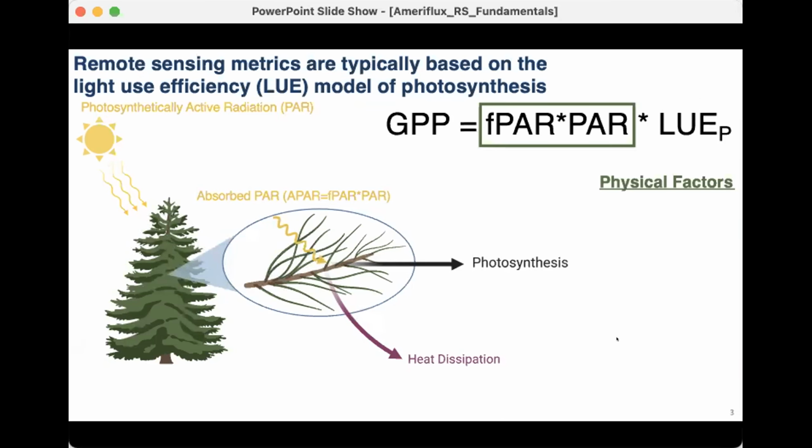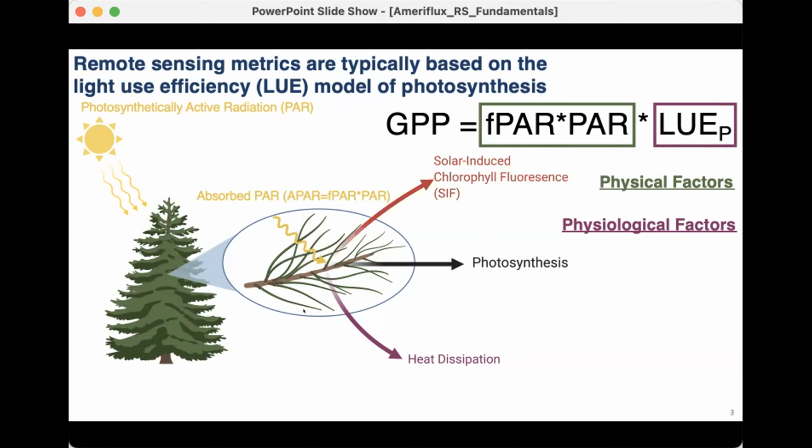The final pathway. So then remote sensing metrics will typically be sensitive to either the physical factors, so the amount of light that's absorbed by chlorophyll, this FPAR term, or physiological factors, evaluating how much light is being sent down this heat dissipation pathway and therefore photosynthesis.